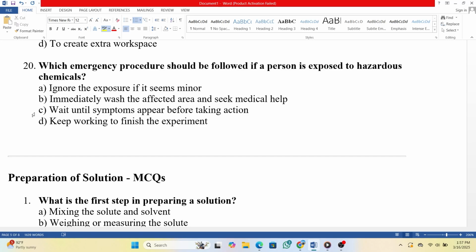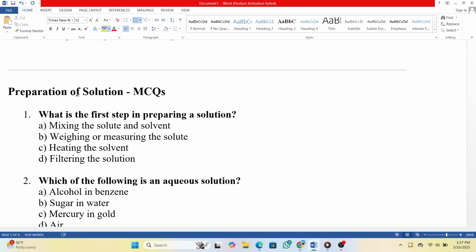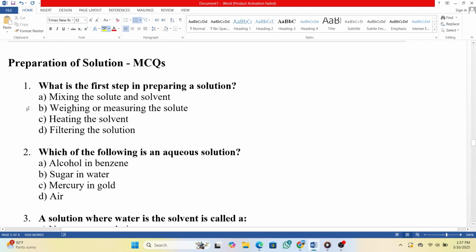A. Ignore the exposure if it seems minor. B. Immediately wash the affected area and seek medical help. C. Wait until symptoms appear before taking action. D. Keep working to finish the experiment. Answer, B. Preparation of solution, MCQs.